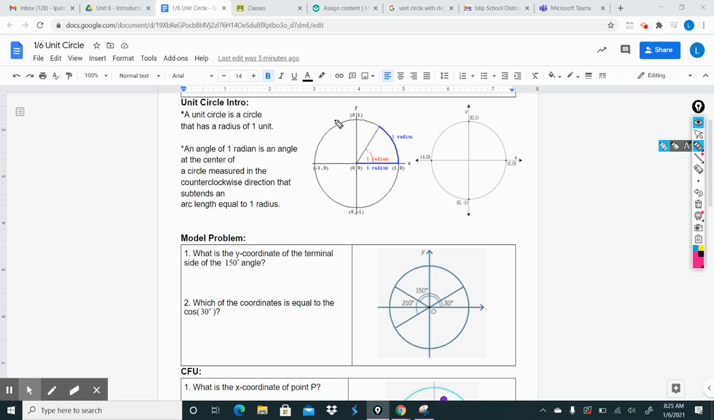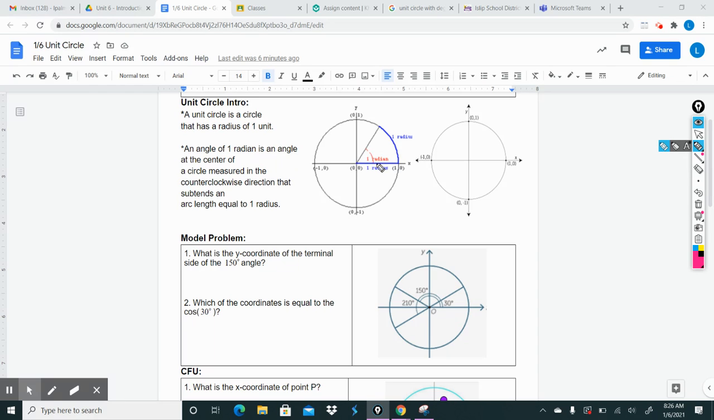Today's lesson is all on the unit circle. A unit circle is a circle that has a radius of 1 unit. So the radius starts at the center of the circle at 0, 0, and goes all the way out. In this case, thinking about our coordinate grid, it goes out to 1, 0, and has a radius of 1. An angle of 1 radian is an angle at the center of the circle.